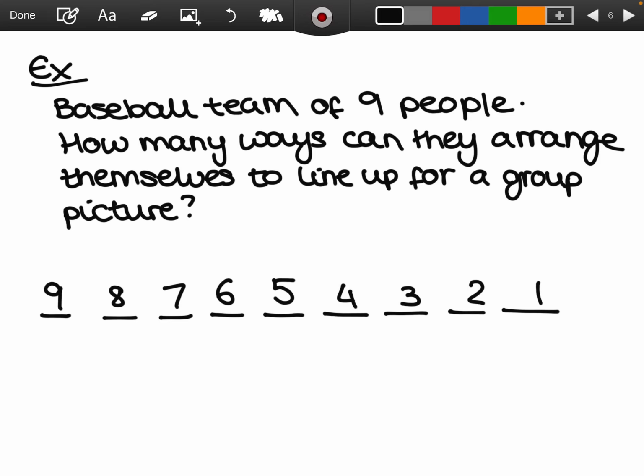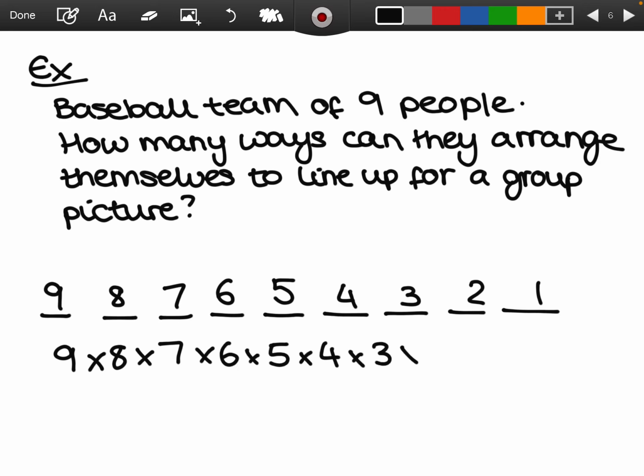And for your very last position, you're only left with 1 player, because all of the 8 other players are now in position, so there is only 1 possibility left, that last player to stand in that last position. So now when we look at how many ways this can be done to arrange themselves, we just multiply all of these numbers together, which if you type that into a calculator, which I would highly recommend, comes out with 362,880.